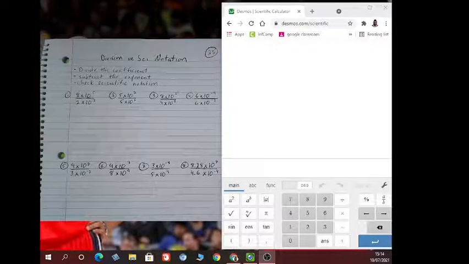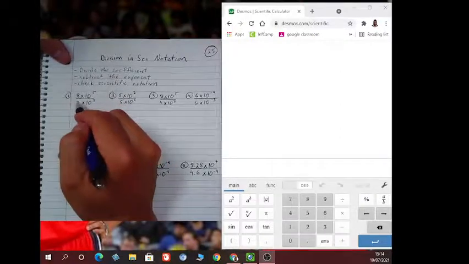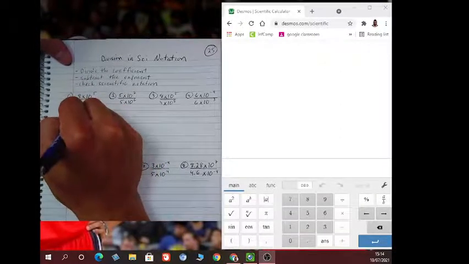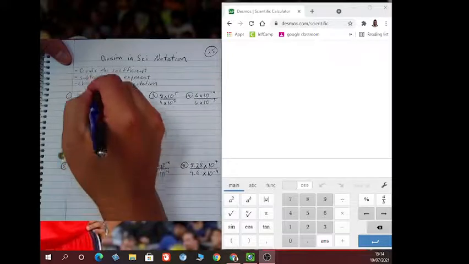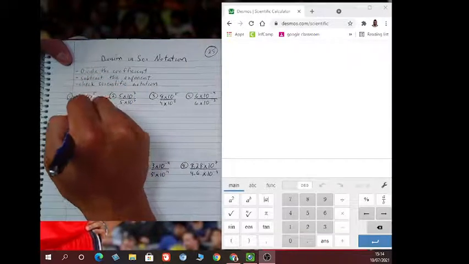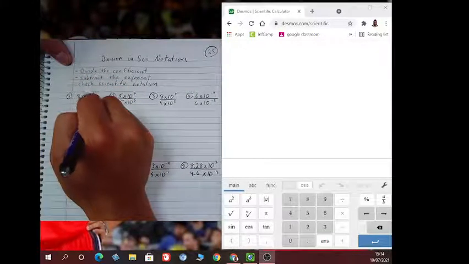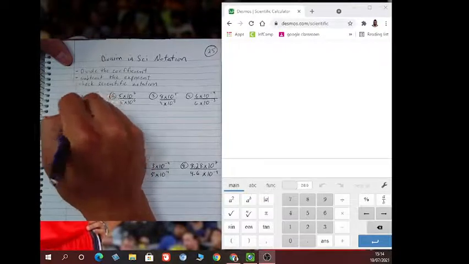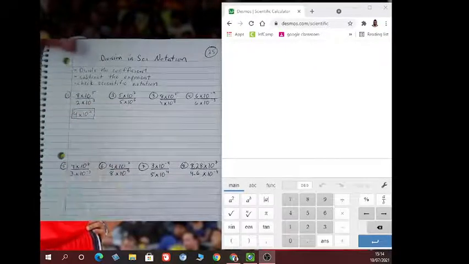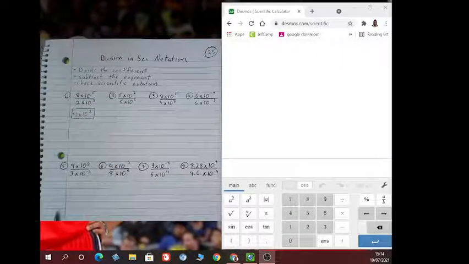Okay, so let's go ahead. This is what you'll see on the IXL problems like this. So first, divide the coefficient. 8 divided by 2, well, that's going to be 4. And then you have a 5 minus 3, so you'll have 4 times 10 to the 5 minus 3, which is 2. This is what you'd put into IXL. We check scientific notation, and we already have a number for a coefficient between 1 and 10.